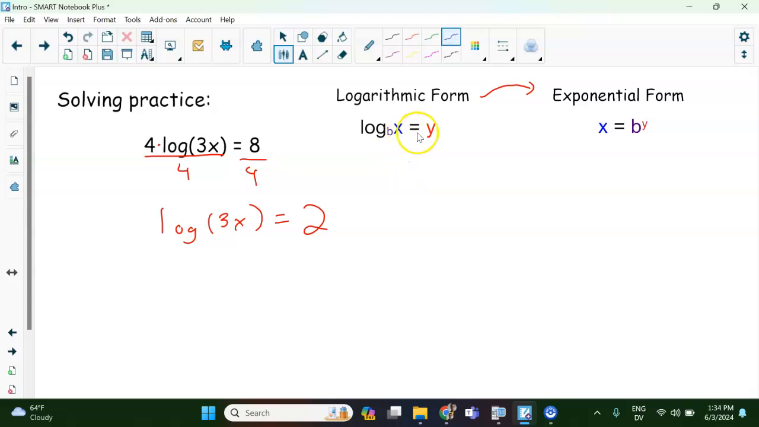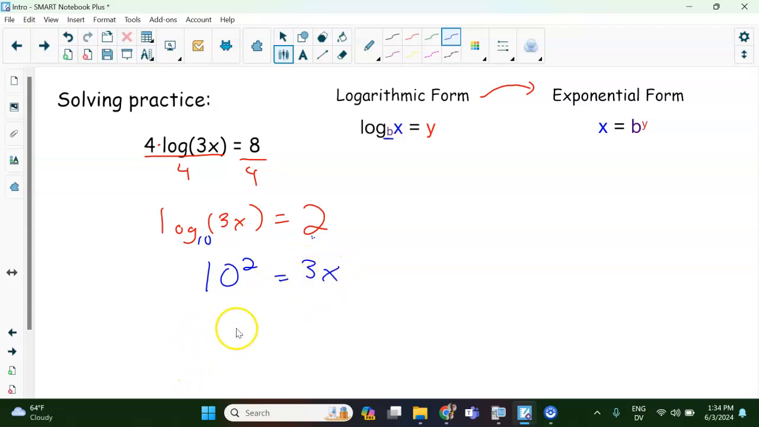Okay, and now that it looks exactly like this, now I'm going to switch forms. And if there's no base, we're missing the little base, you just add it in, it's just a 10. So now when we switch forms, the base is 10. Log means find exponent, so this thing's my exponent. And then it equals 3x.